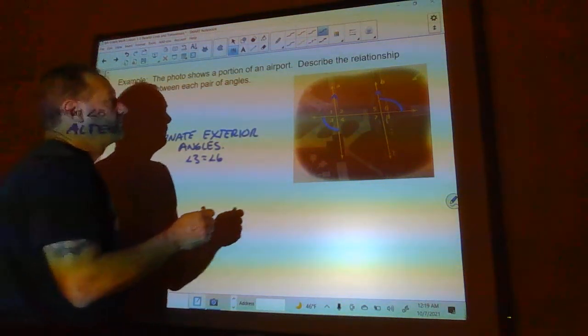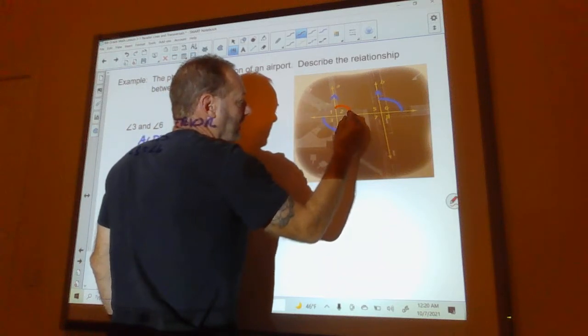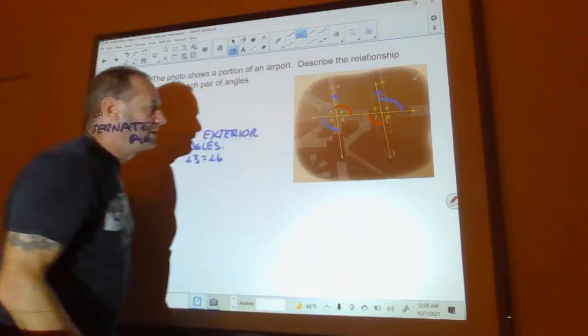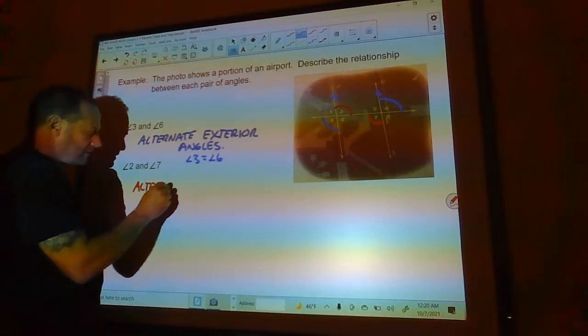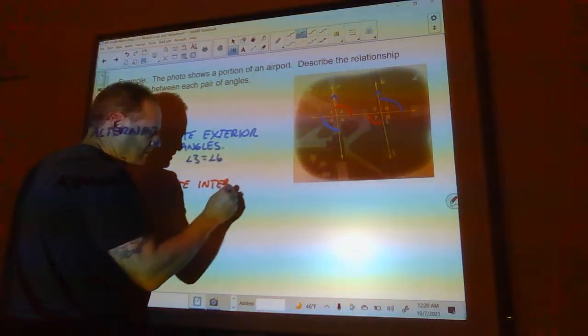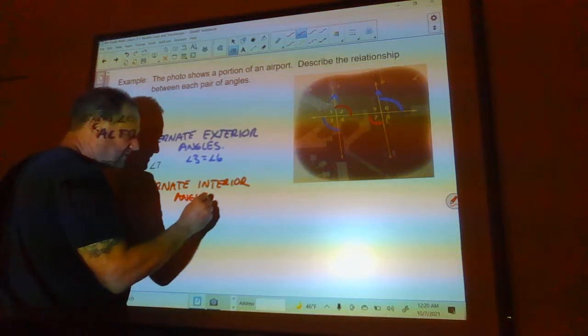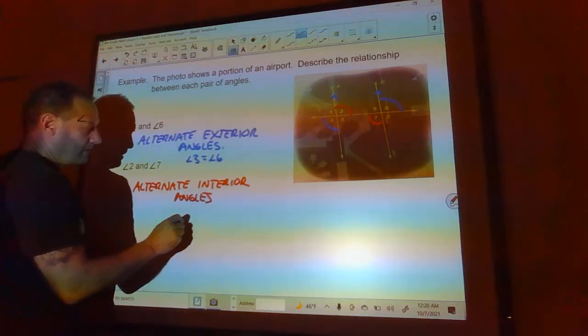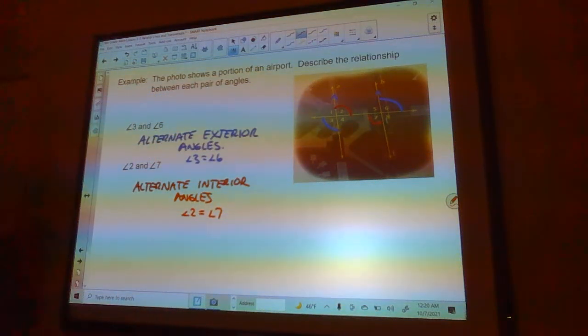Okay, let's look at angle 2 and angle 7. So angle 2 is right here, and angle 7 is right here. Those would be alternate interior angles. And since those lines are parallel, angle 2 has to equal angle 7, sorry.